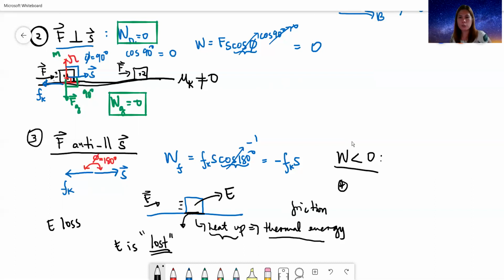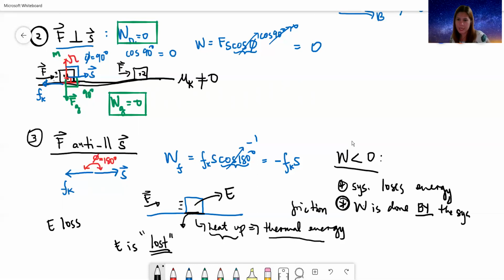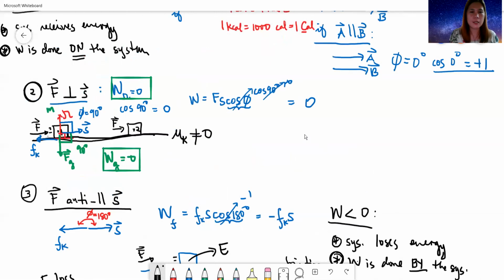So that's what we mean by negative work. Meaning the system loses energy. Or another perspective would be it's actually the system that does work. This is the opposite of the parallel case earlier. So we say this work is done by the system, and this is happening because of its interaction with the floor, because of friction. So these are the three simple cases.